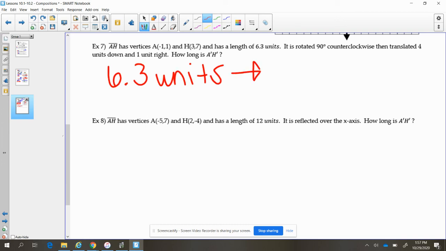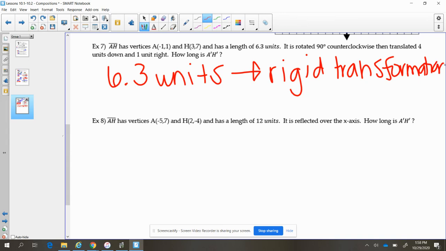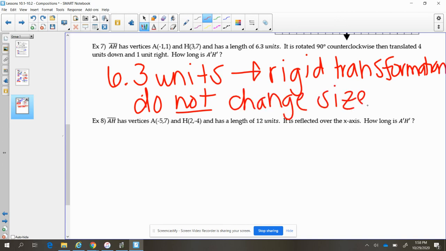And the reason being, the rigid transformations do not change size. So going back to what we talked about before with diagonals and things being the same, if these are rigid translations and transformations and rotations, they're all rigid, we're not going to change the size. It's going to be the exact same as it was in the original.